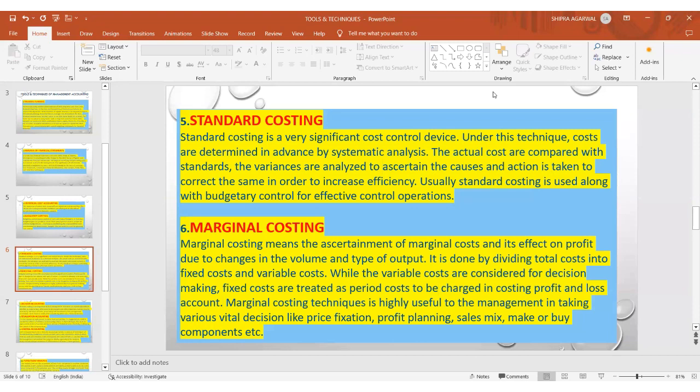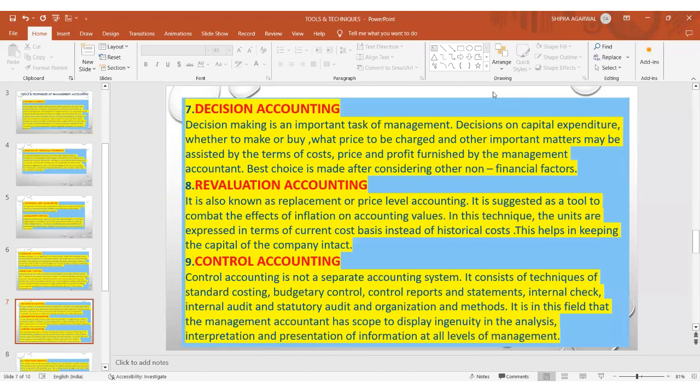And whenever we talk about this concept of marginal cost, this technique is highly useful when you have to take certain decisions related to price fixation, profit planning, sales mix, make or buy components, etc. Then we have other types of tools and techniques, like decision accounting. Right. In case of decision making, decisions could be related to various topics, like it can be a capital expenditure, it can be a make or buy decision, it can be what price to be charged, or it can be related to other matters. Right. So whenever you have to take a decision, it is not only considering the quantitative data, but the non-quantitative data, or what we call non-financial data, is also to be taken into account.